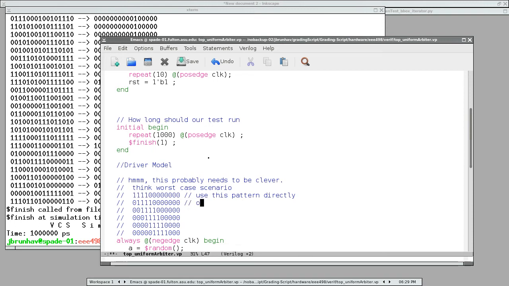or we could take the bit pattern here and just AND it with random. And that could potentially be kind of interesting, because then you're not guaranteed to be a walking 1 pattern.